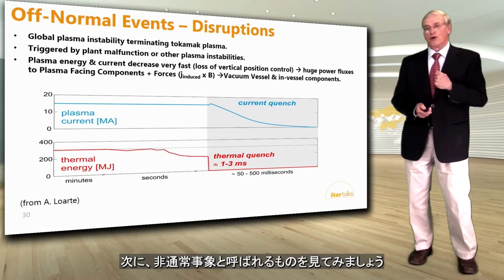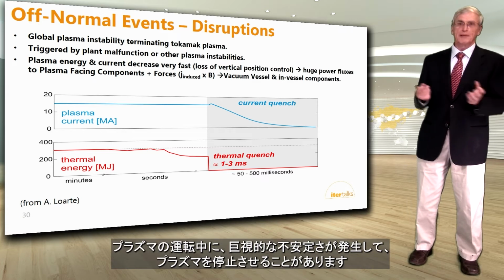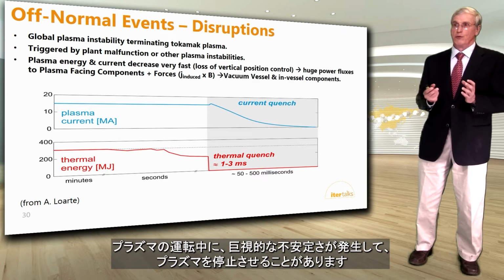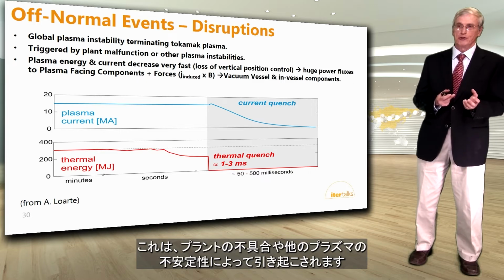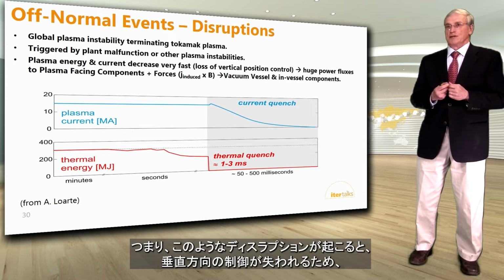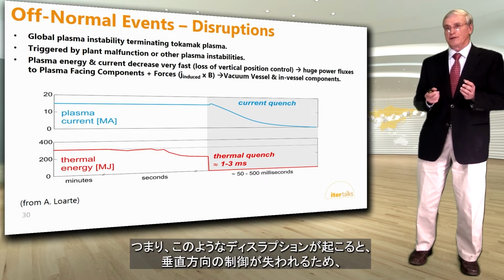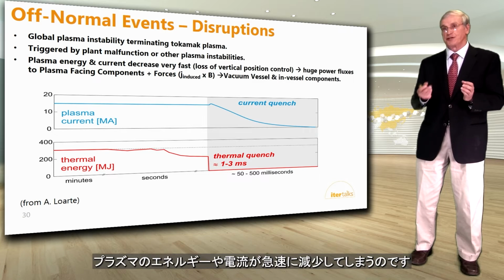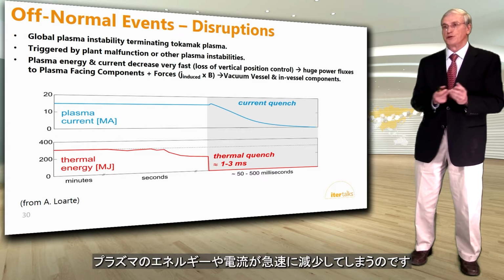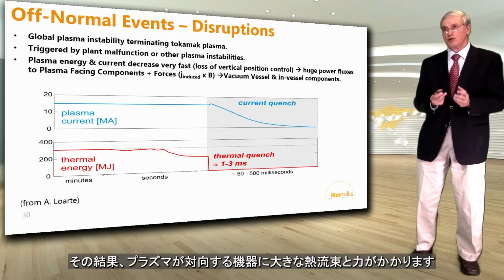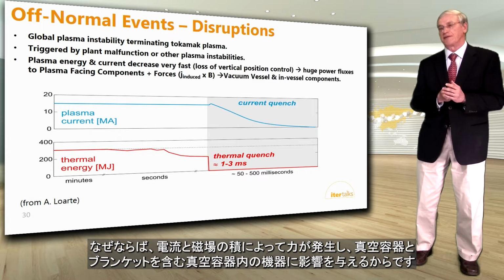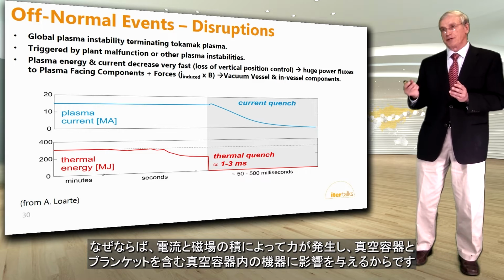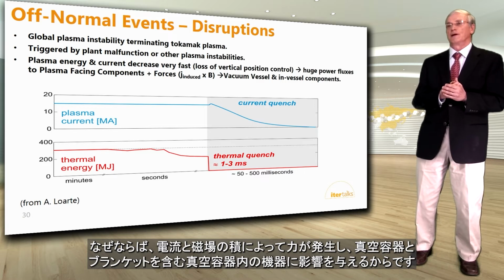Now let's look at what we call off-normal events. When the plasma is operating, sometimes you can have a global instability, which will terminate the plasma. This could be triggered by a plant malfunction or some other plasma instabilities. Basically, the plasma energy and current decrease very fast once you have such a disruption, because you lose vertical position control. This results in huge power fluxes to the plasma-facing components, plus also forces, because the product of current and magnetic field results in force. So this affects the vacuum vessel and all in-vessel components, including the blanket.